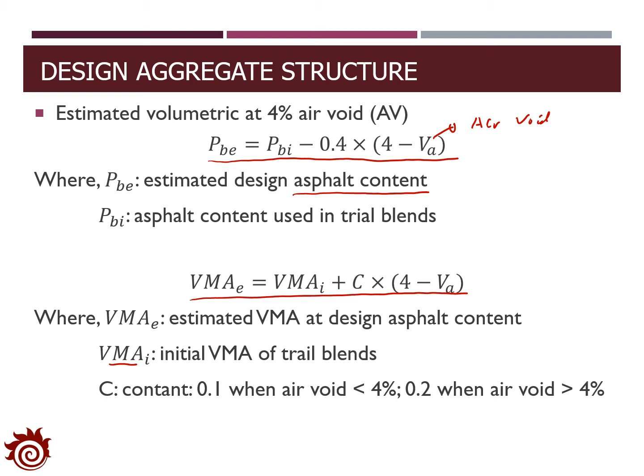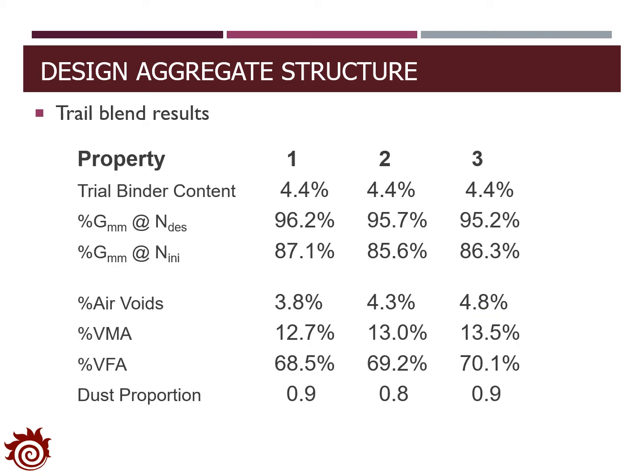VMAE is the estimated VMA at the designed asphalt content, and VMAI is the initial VMA of the trial blend. And C here is the constant. It will be 0.1 when the air void is less than 4%, and it will be 0.2 if the air void is higher than 4%. Now we can see how we can convert the asphalt binder and VMA at the air void of 4%.